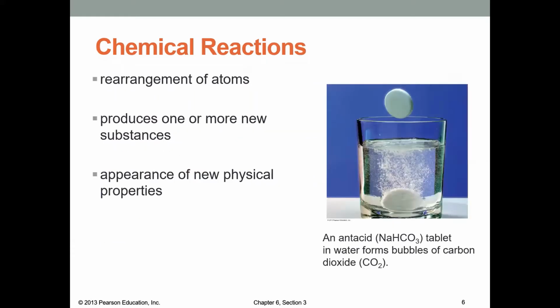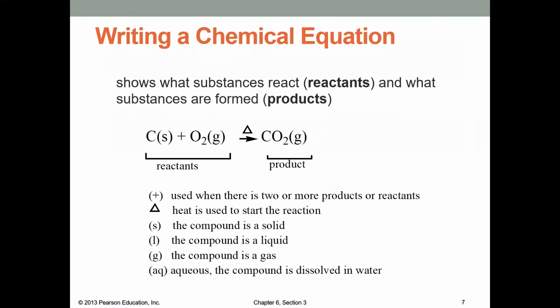So again, chemical reactions include a rearrangement of the atoms, and they produce one or more new substances, and they have the appearance of new physical properties, hence either the gas, the solid formation, or the change in heat, or a change in color. Now, all chemical reactions we write as a chemical equation. When we write chemical equations, we have our reactants on the left side. They come first. We then have an arrow designating the direction of the reaction. And then we have the products listed on the right side.